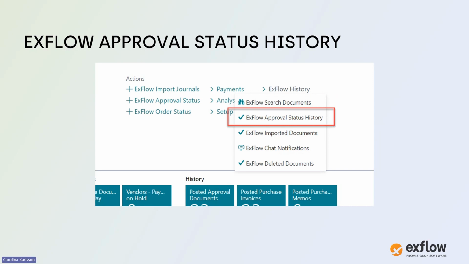And then we have ExFlow approval status history, where you can retrieve posted documents such as invoices, orders, and quotes. And here you can filter by activating an advanced filter to retrieve projects, approval groups, and other things. And you can, on this page, also save your filters. So if you want to redo the same search again later on, you can use those saved filters. Also, you can use the discussion panel on this page, so you can chat with your coworkers, for example, and tag them.